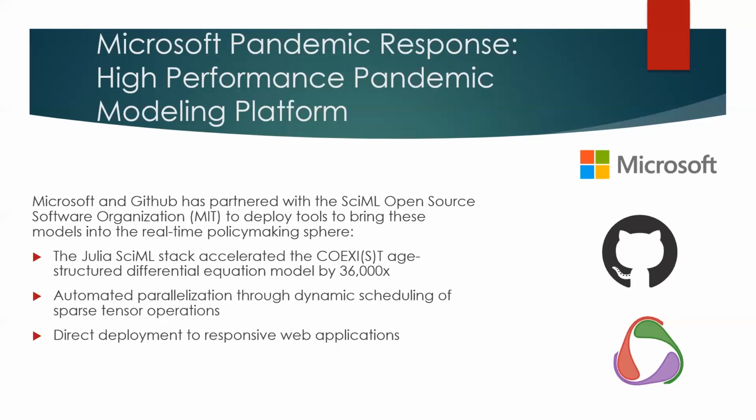So with the Microsoft pandemic response, we partner with Microsoft and GitHub to be able to host some of these models, like the COEXIST model and other models that have been used. As part of this work, we've translated some models from Python over to Julia, and we've utilized these scientific machine learning techniques, a lot of them automatic. For example, the COEXIST model ended up accelerating by 36,000 times when we performed this change over to Julia, and we received automated parallelization when we did this.